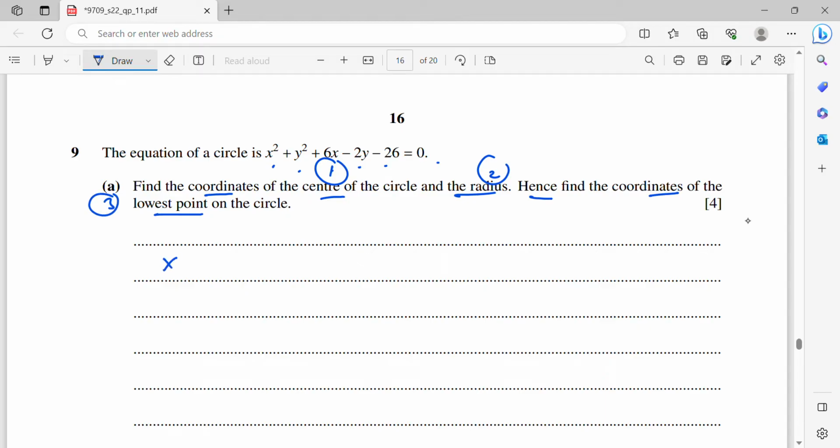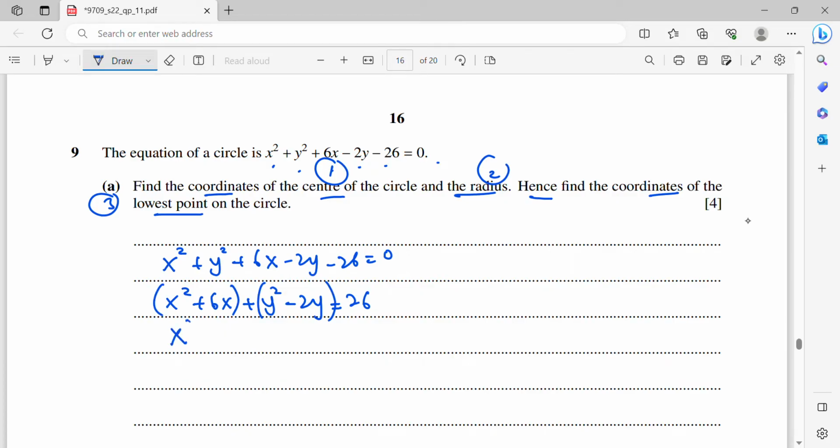Right, so to get the center and radius, we need to complete the square. So when we complete the square, I need to arrange first x squared plus 6x, and then y squared minus 2y minus 26 equals to 0. Or you can just move the minus 26 to the other side because we need to get radius. So now I complete the square separately, x and the y.